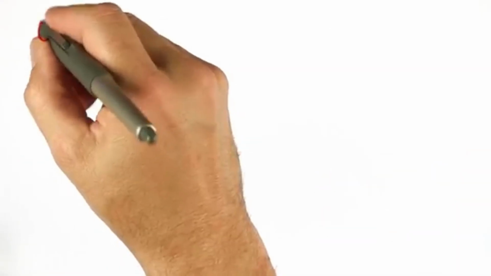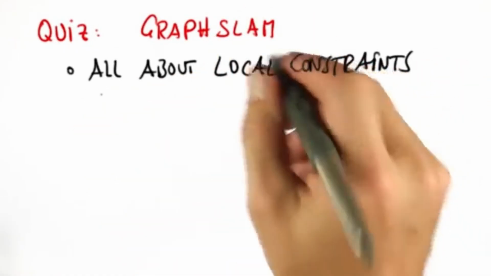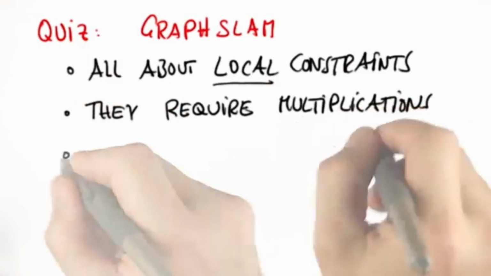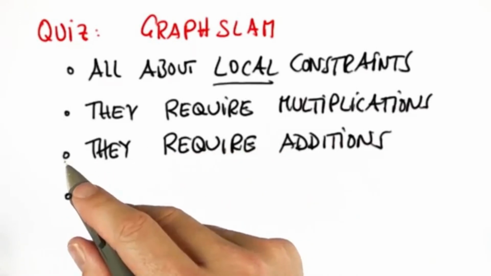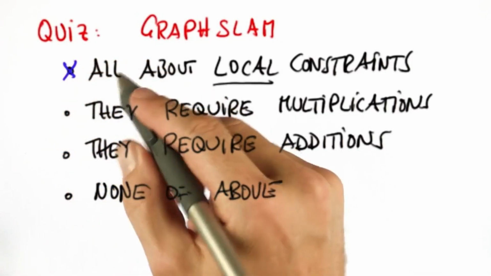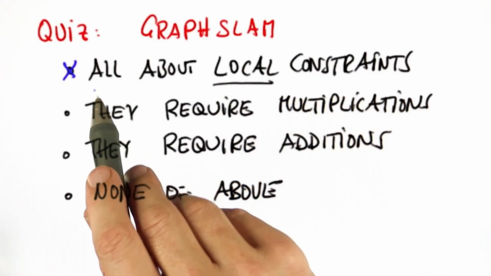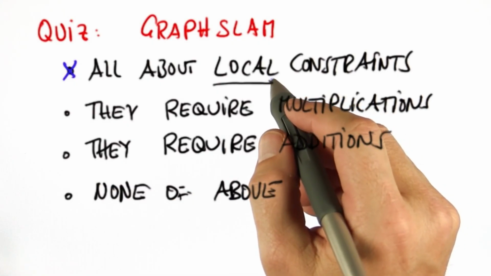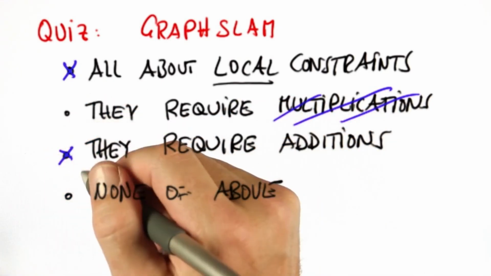So let's summarize what we learned in form of a little quiz on GraphSlam. Check this box if GraphSlam seems to be all about local constraints. They require multiplications. If that's true, check the box over here. They require additions. Check this box if this is correct, or none of the above. And the answer is obviously they are all about local constraints. That's the entire point. Every motion ties together 2 locations, and every measurement ties together 1 location with a landmark. Multiplications is just the wrong thing here. So all about additions. So these are the correct things to check.